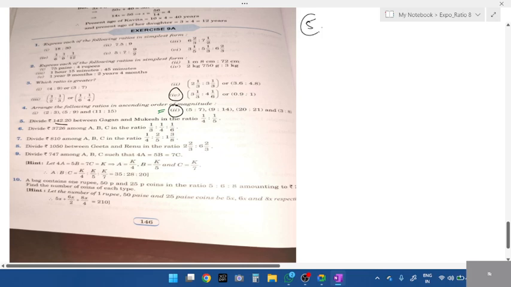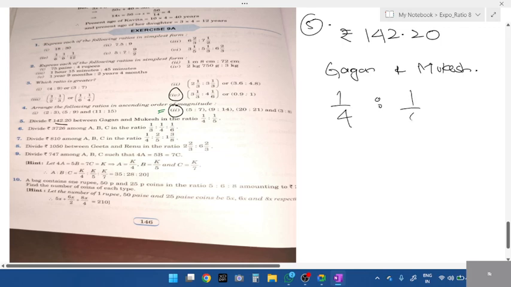Look at the fifth question. We did this yesterday. How many terms are there? What's the ratio, students? What is the rupees value given? Rupees 142.20. How many people are there? Gagan and Mukesh. What is the ratio between them? 1 by 4 is to. How many terms are there? 2 terms.